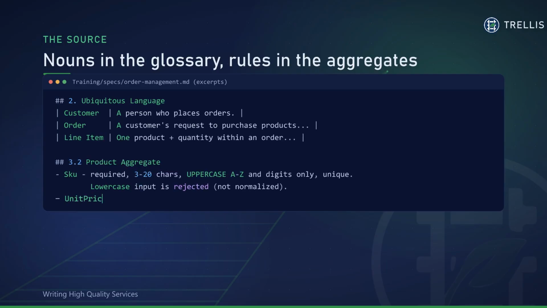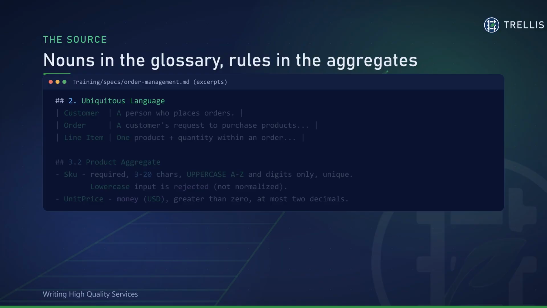Notice the shape. Section 2 is a glossary, the ubiquitous language, handed to you: customer, order, line item. Those are your types, already named. And Section 3 describes each aggregate with its rules as plain sentences. A SKU is 3 to 20 uppercase characters, unique, and read carefully. Lowercase input is rejected, not quietly fixed. A unit price is money, greater than 0, at most 2 decimal places. Every one of those clauses is a decision you'd otherwise have to invent and defend in a code review. The spec made them for you.